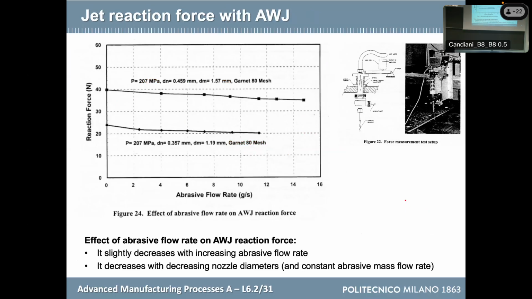And here we see that if we increase the flow rate, the reaction force decreases. The reason is the same I said already. If I increase the amount of abrasive, they will drag more downwards the focuser and the cutting head, and so the reaction force will decrease. And instead, here we see that if we are using a bigger orifice diameter, we have more reaction force. It is like a rocket that has a bigger transversal dimension.